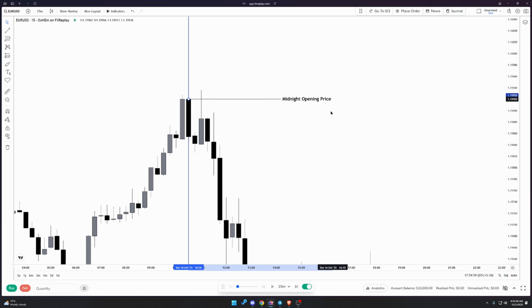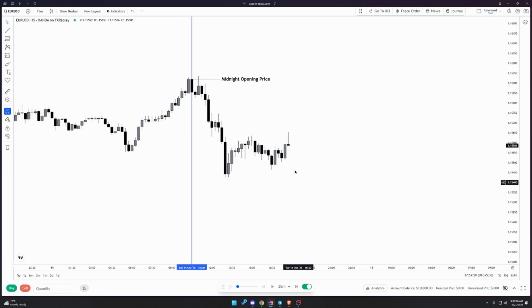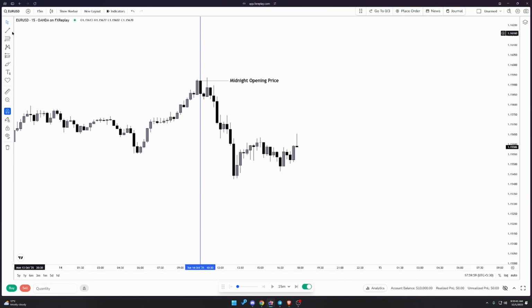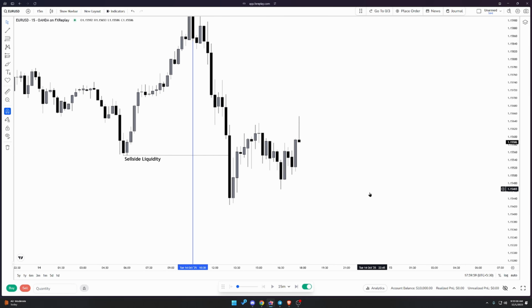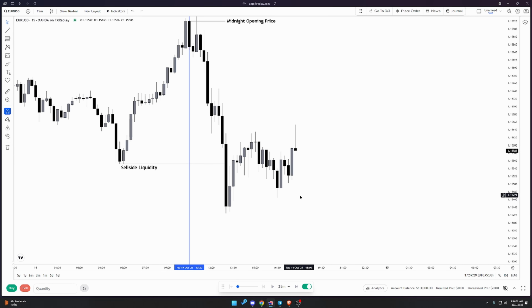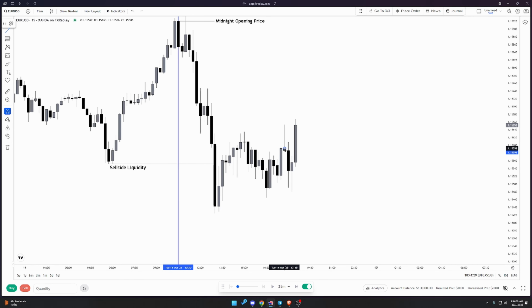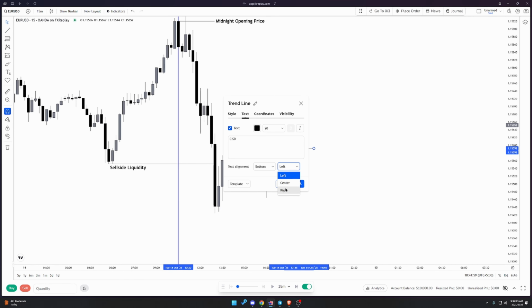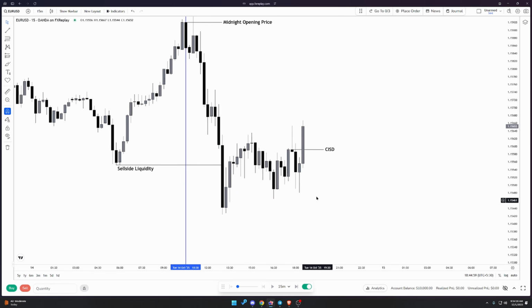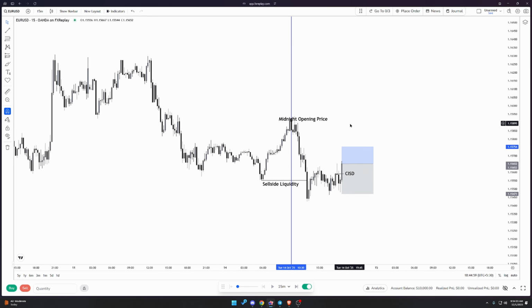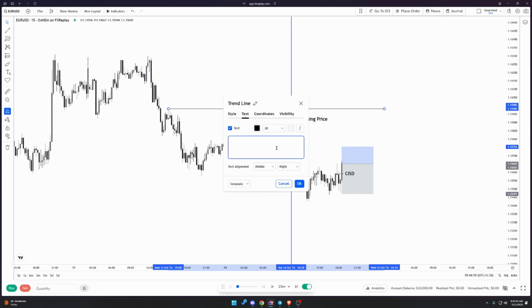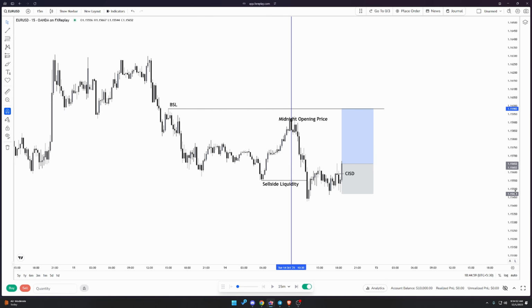Now our bias is bullish, so we want price to go below the midnight opening price. Here we can see that the price has swept a sell-side liquidity below the midnight opening price. So now we have to look for confirmations. Now you can see right here we got a 15-minute change in state of delivery. So we will enter right here, place our stop below the low, and target the 15-minute high as our buy-side liquidity.